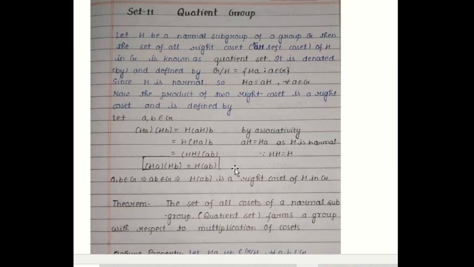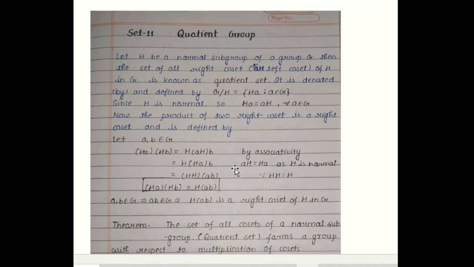Now we are going to define the quotient group or factor group, a very important group in group theory. The definition of quotient group: let H be a normal subgroup of group G, then the set of all right cosets or left cosets of H in G is known as the quotient set, and it is denoted by G/H.